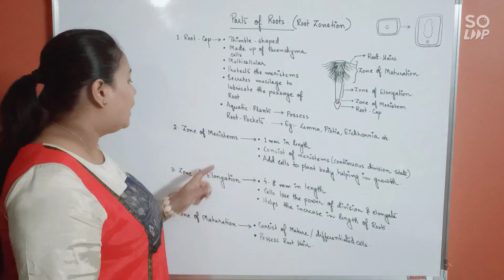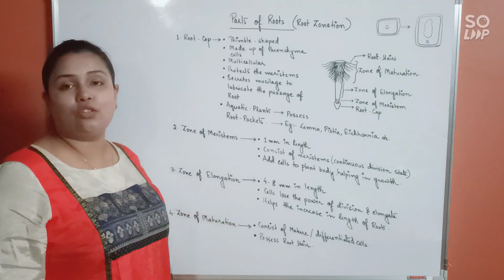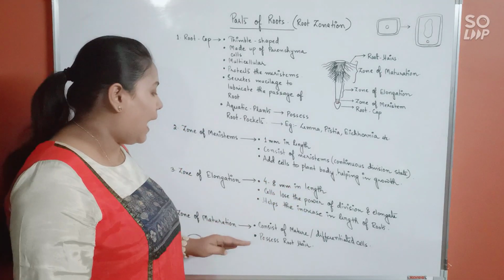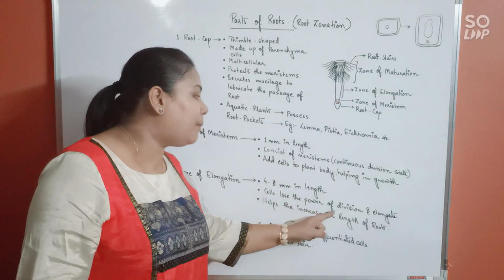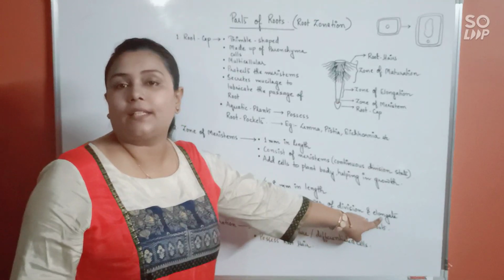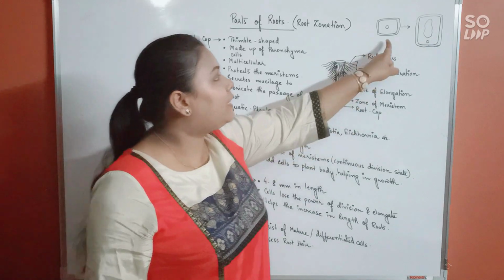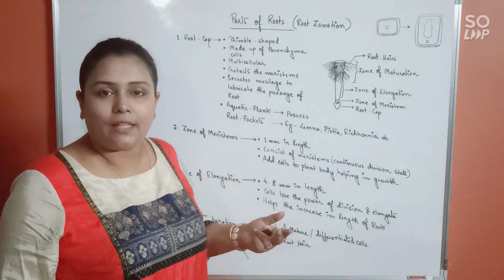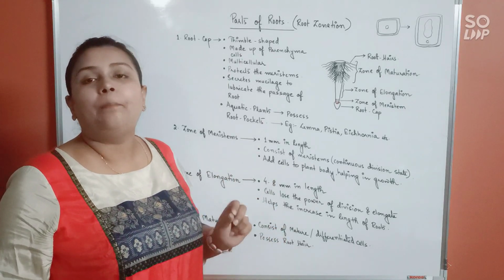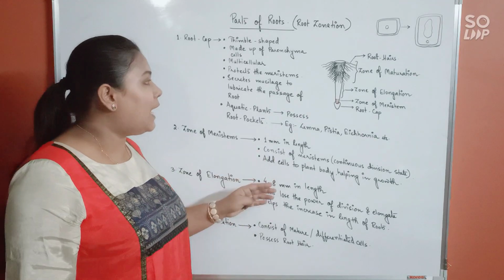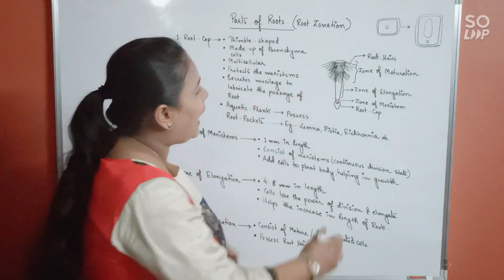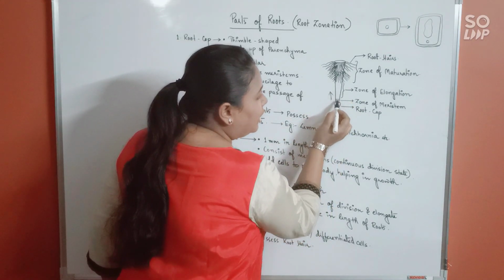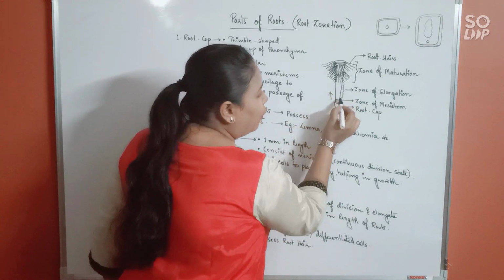Okay. Now, next is the zone of elongation. It is 4 to 8 mm in length and the cells here have lost the power of division and they elongate. How are they elongating? I have already discussed it here. As you know, in the zone of meristems, the cells are continuously dividing, but they don't have a vacuole. As these cells continuously divide and add cells in this direction, the cells generated from the meristems form the zone of elongation.